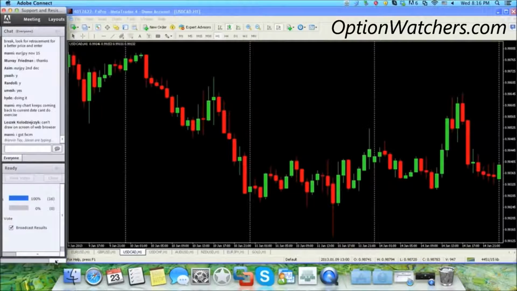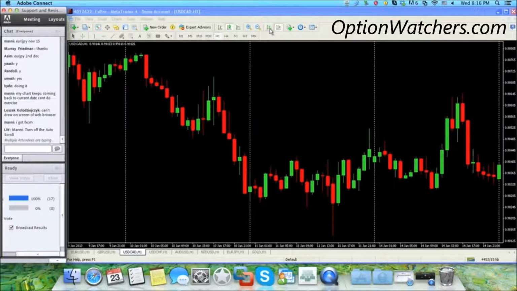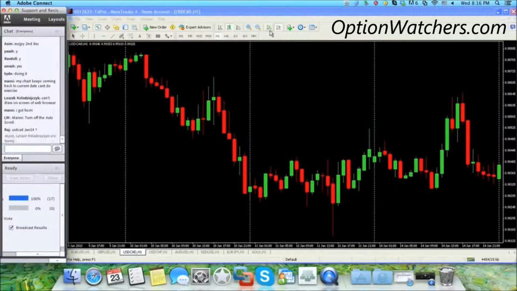Can draw on screen or web browser? No. I meant to say draw on your charts. Manny, the charts keep coming back to current date. What you do is you click on this icon here. This icon basically auto scrolls.